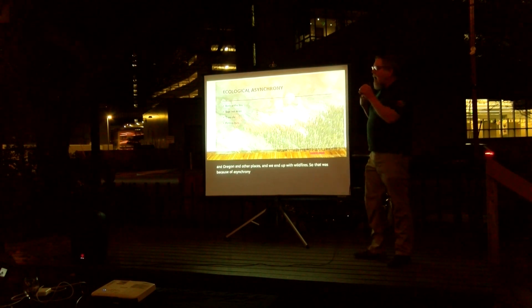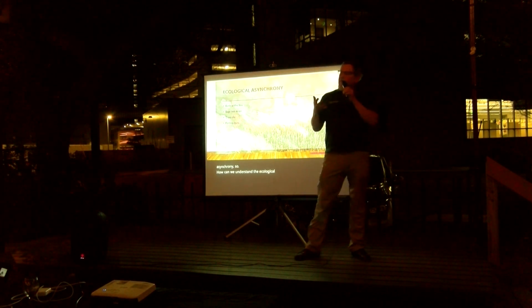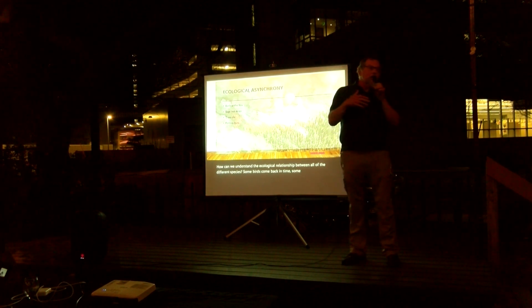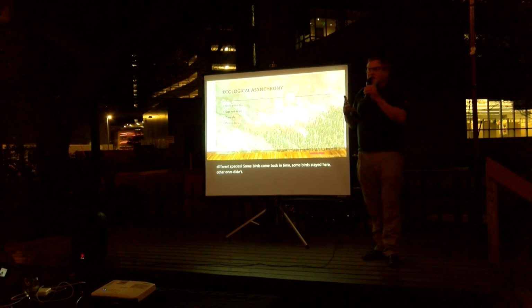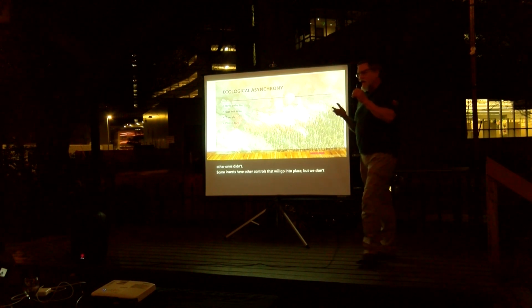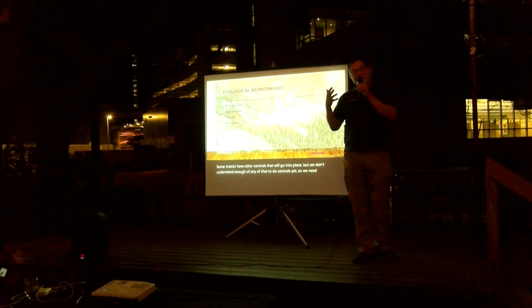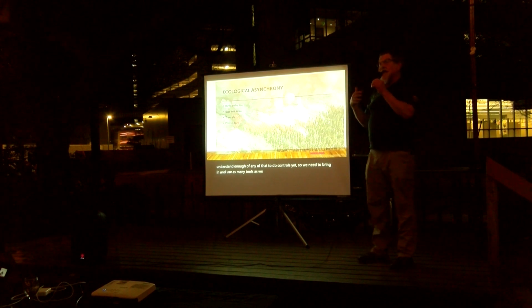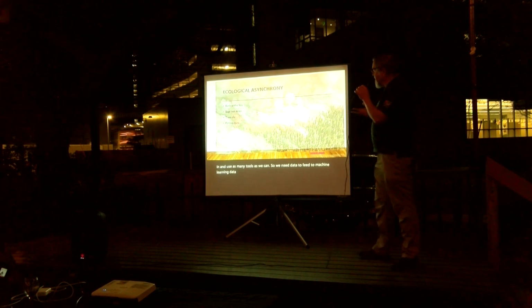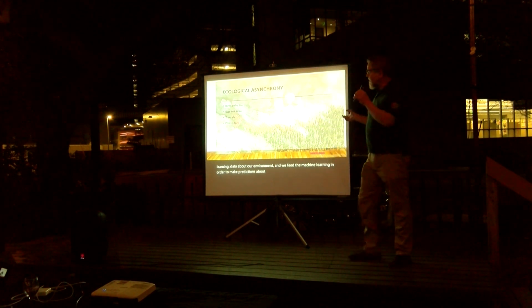So how can we understand the ecological relationship between all of the different species? Some birds come back in time, some birds stayed here, other ones didn't. Some insects have other controls that will go into place, but we don't understand enough of any of that to do controls yet. So we need to bring in and use as many tools as we can. So we need data to feed to machine learning, data about our environment that we feed to machine learning in order to make predictions about what's going to happen. Switch.